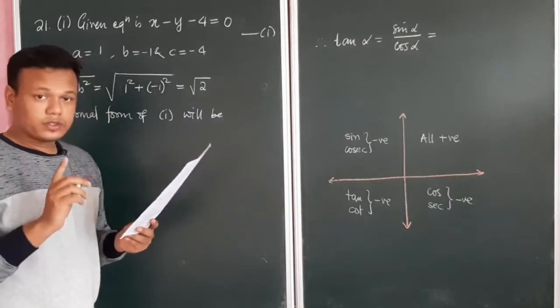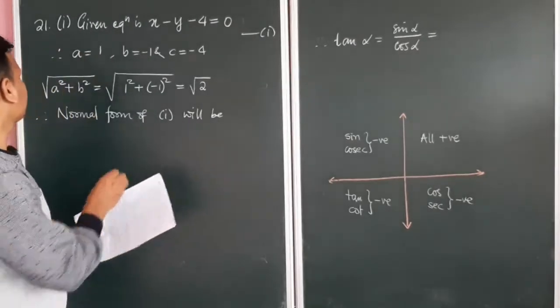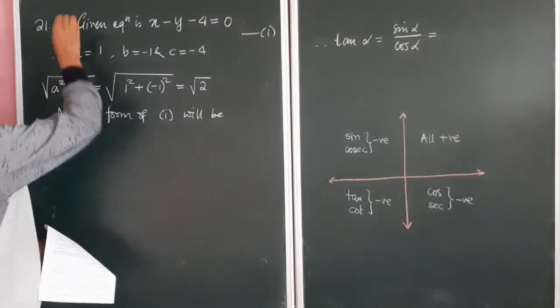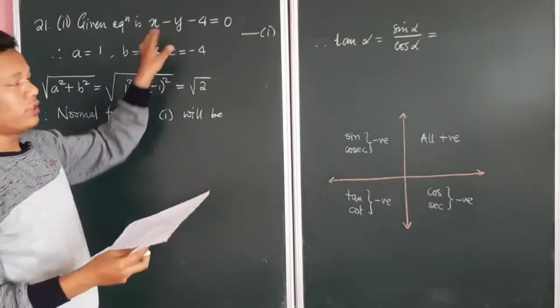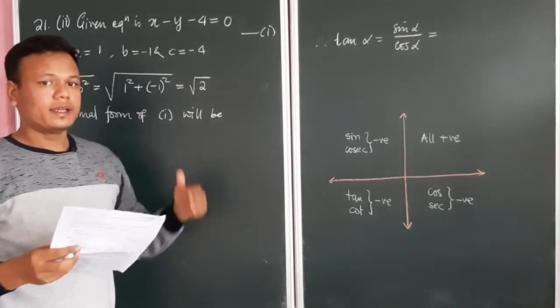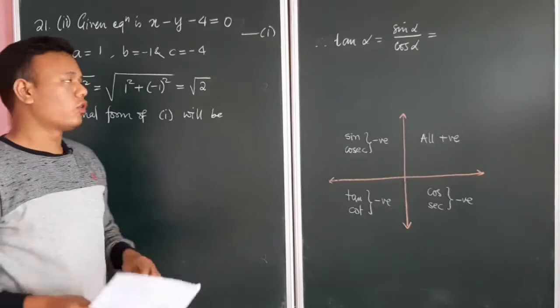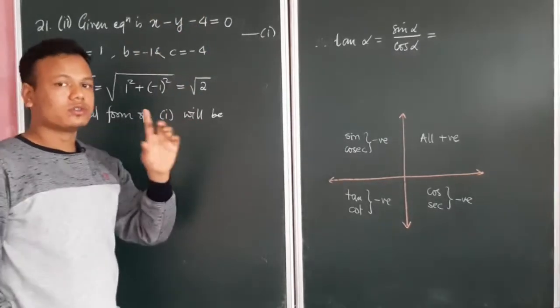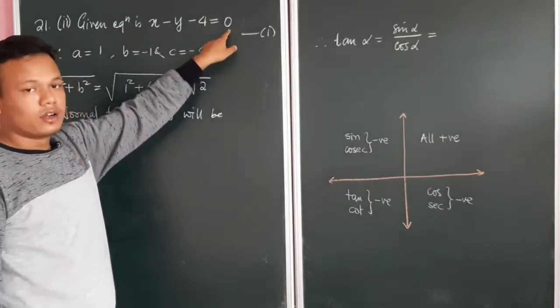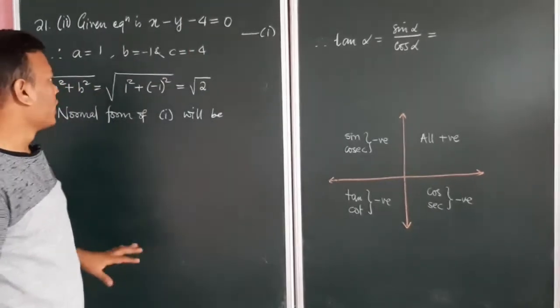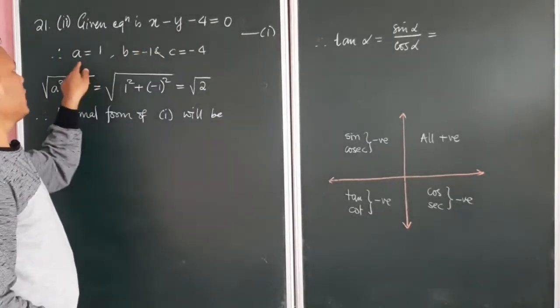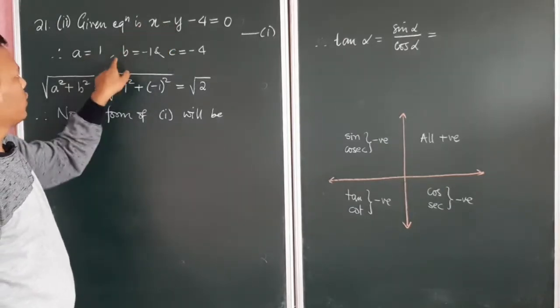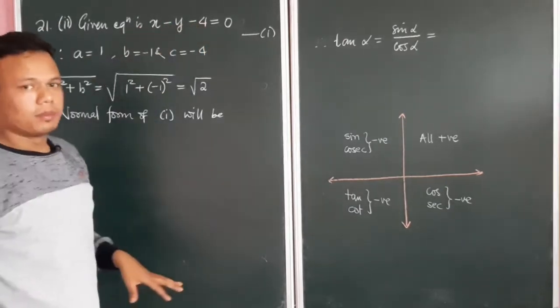So dear students, question number 2, sub number 2 says, this is my 21 sub number 2. So the given equation is x minus y equal to 4, and if I write this in general form, then the equation becomes x minus y minus 4 equal to 0. In general form we must have right hand side equal to 0. So basically from here we get a equal to 1, b is equal to minus 1, and c is equal to minus 4.